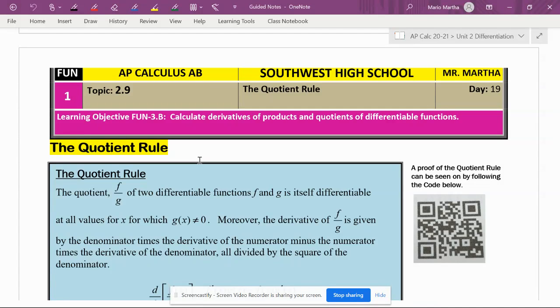Welcome back to Calc AB, everybody. Today's topic 2.9, the quotient rule.